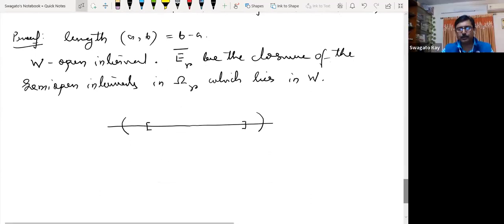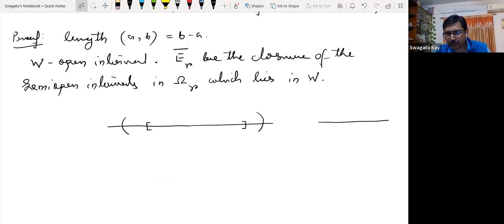Are you convinced that this is going to be a closed interval? Because remember how this open interval, the whole real line, is getting broken. If I try to draw a picture, it would look like this.